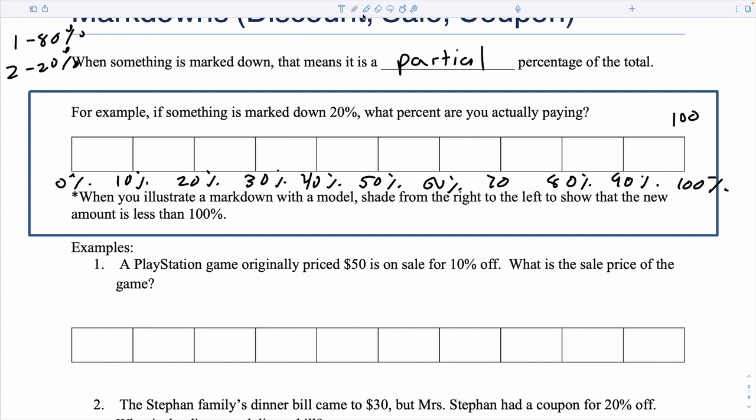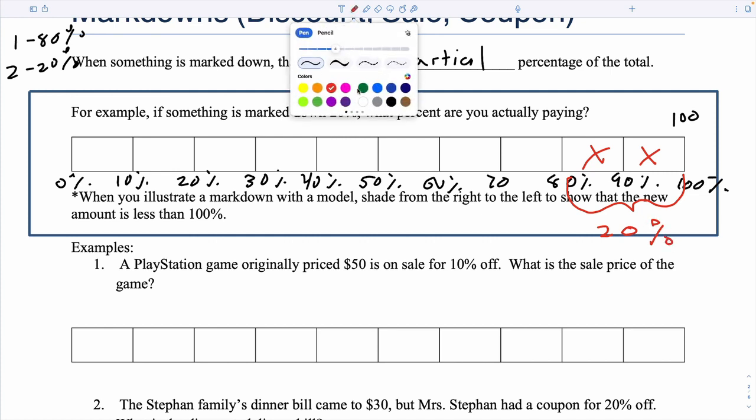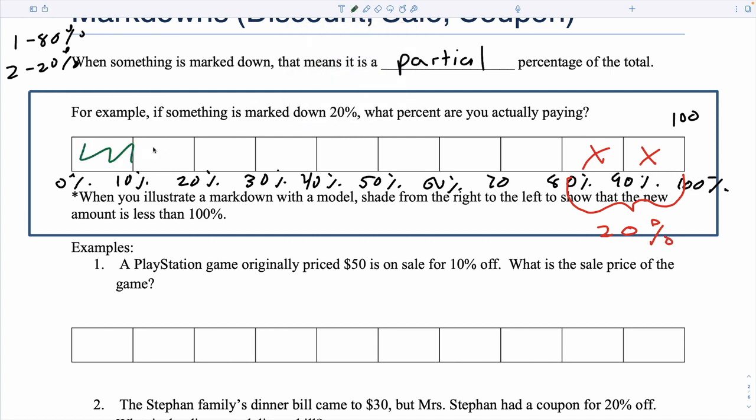If you see something that says 20% off or 20% discount, you're going to start at the 100% and count 20% down. If you take 20% off of it, the total you actually pay is 80. Fill in 80% all the way up. 20% off does not mean I pay 20%. It just means I'm taking 20% off. Okay, that's our big idea for today.